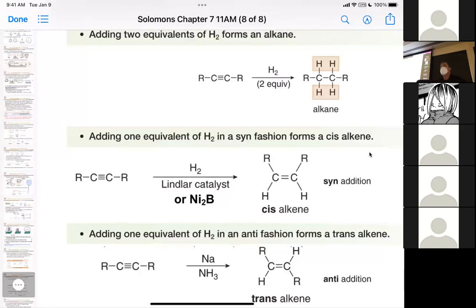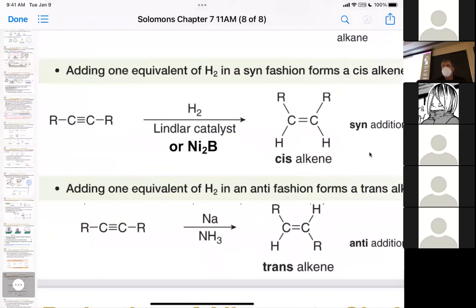But what if you wanted to make the trans alkene? We have a different reaction for that. We have what we call the dissolving metal reaction. In the dissolving metal reaction, we actually have sodium metal. Sometimes you can use lithium metal too. We're having ammonia as a solvent here. It's also going to turn out to be the proton source. And we're going to have our alkyne.